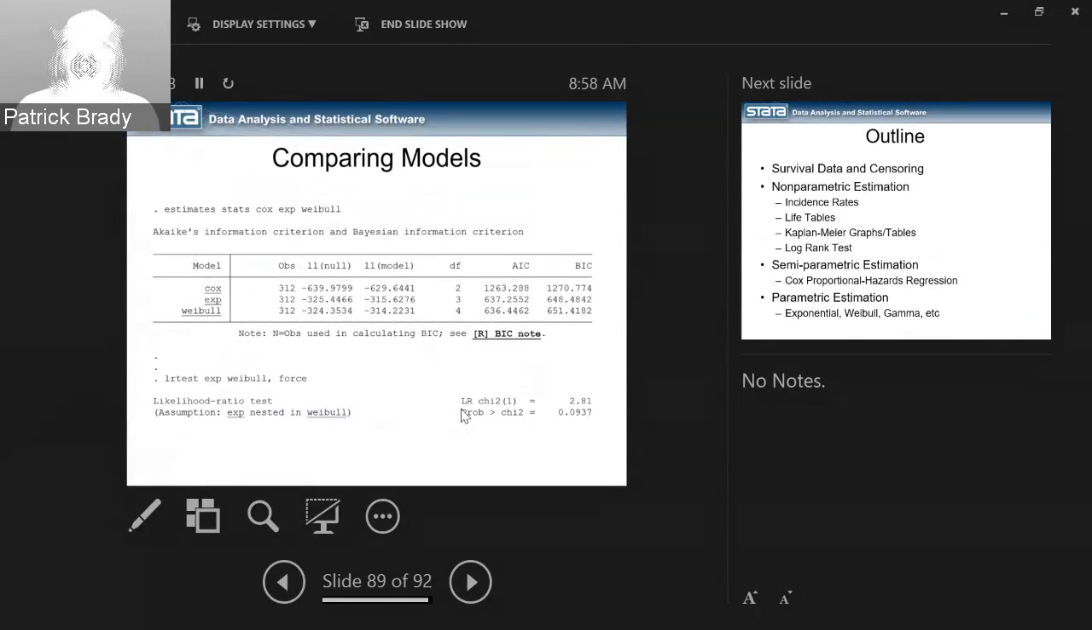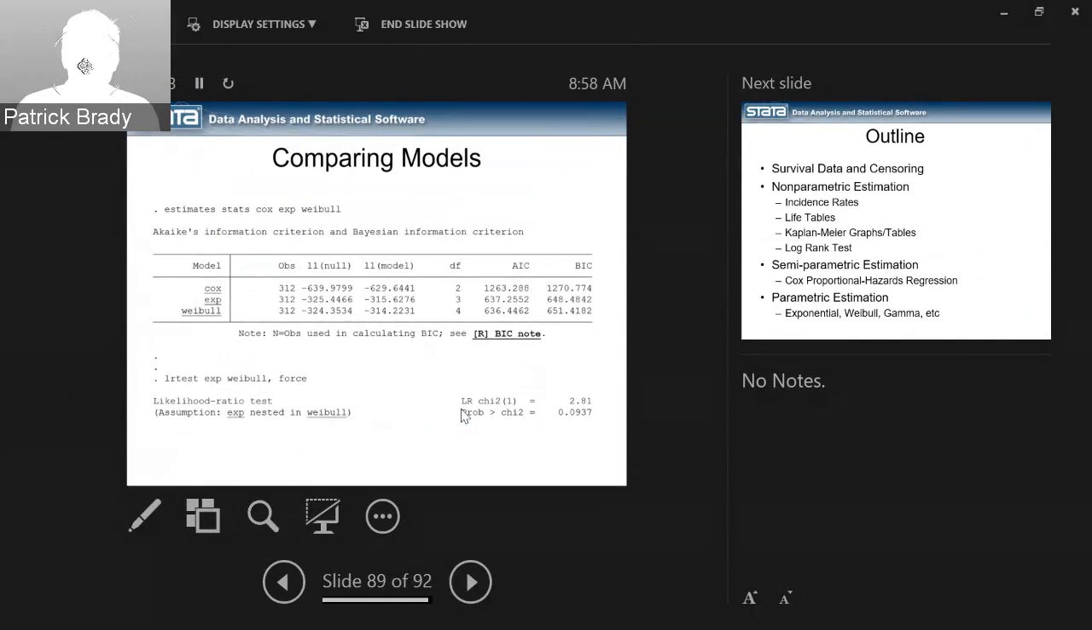Well, the AIC is smaller for Weibull. BIC is going to penalize it. Anyway, it doesn't matter. These are kind of close. You could probably use either one. But another way you could compare exponential versus Weibull, because exponential is a special case of Weibull, they're nested models, is to run a likelihood ratio test. This p-value of 0.09 suggests that the exponential model might be fine. Having that extra parameter for the Weibull may not be necessary.